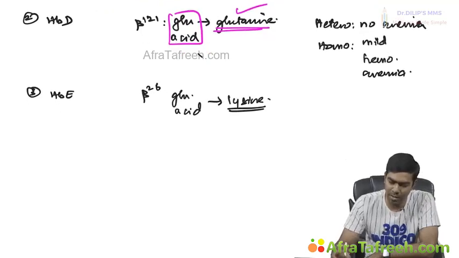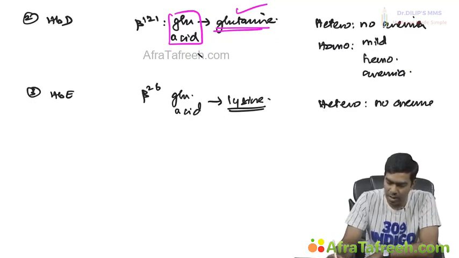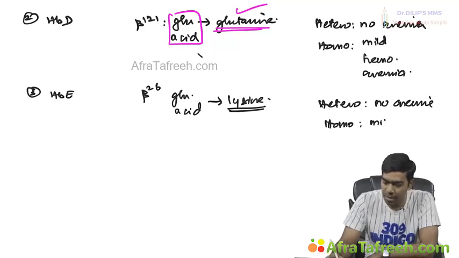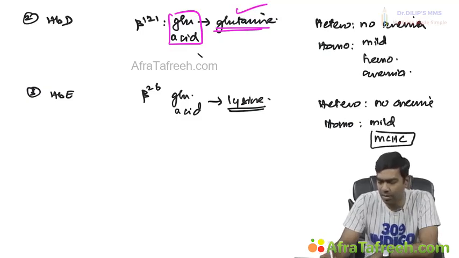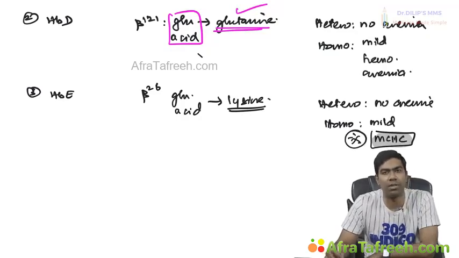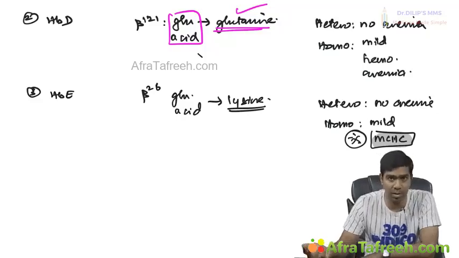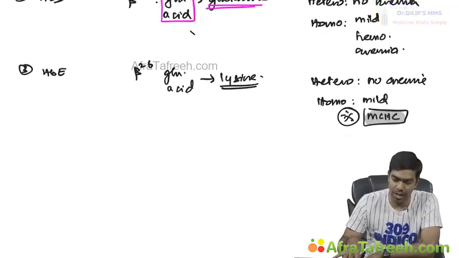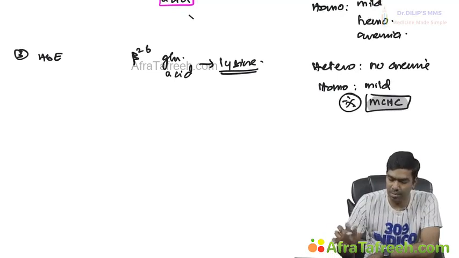In hemoglobin E, similarly in heterozygotes, you will have no anemia, and in homozygotes, that is HbEE, you might have a mild microcytic hypochromic anemia. It's not a hemolytic anemia. Very important. Again, they usually don't have a hemolytic anemia. Instead, you will have a mild microcytic hypochromic anemia, similar to that of iron deficiency. So this is what happens in hemoglobin E.